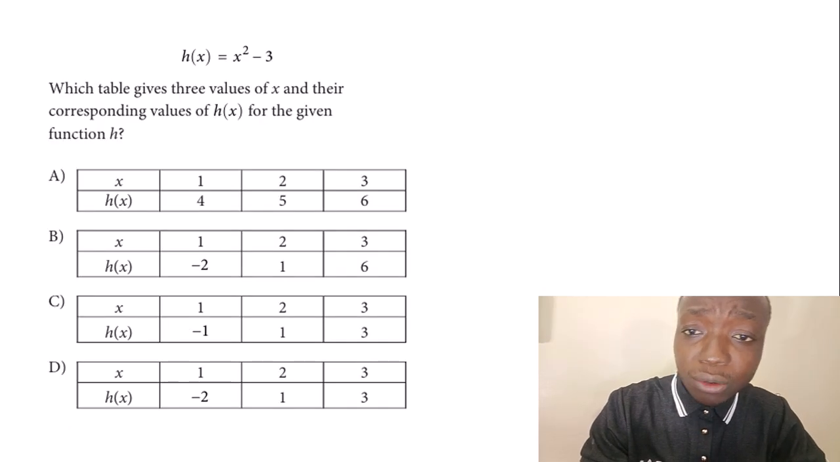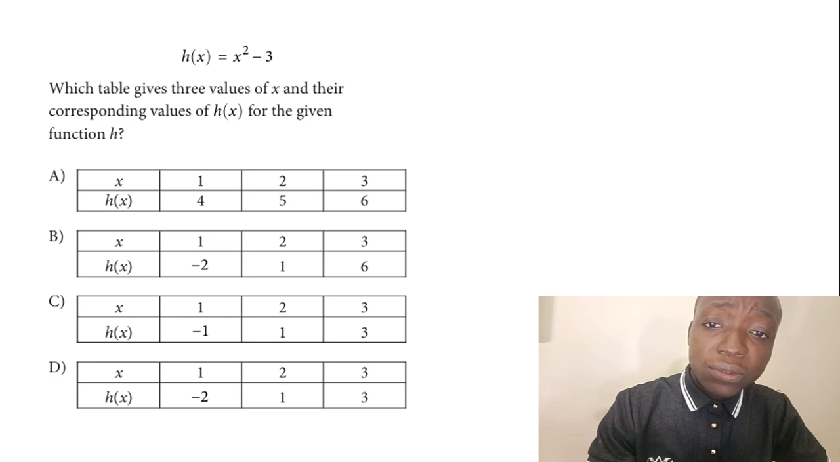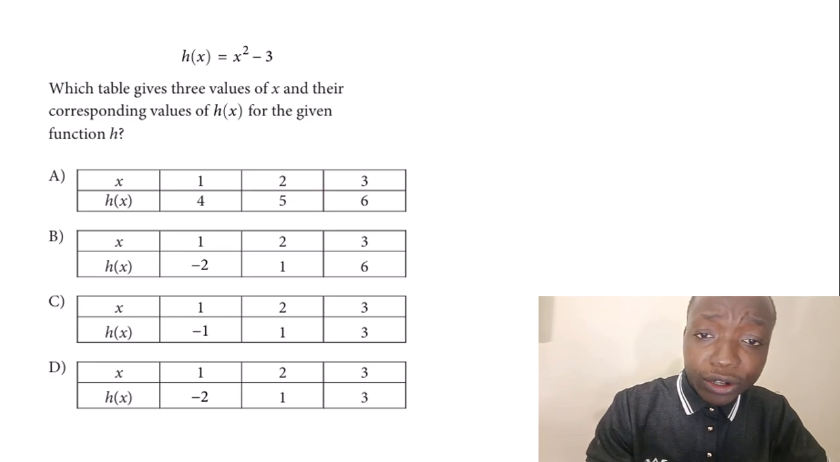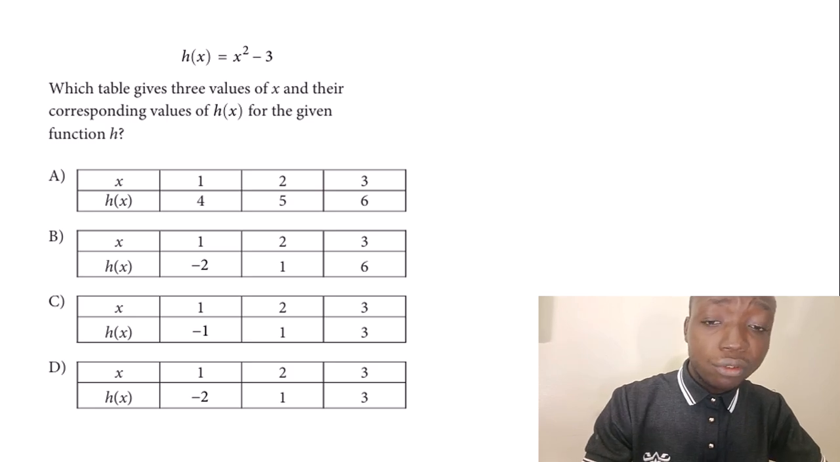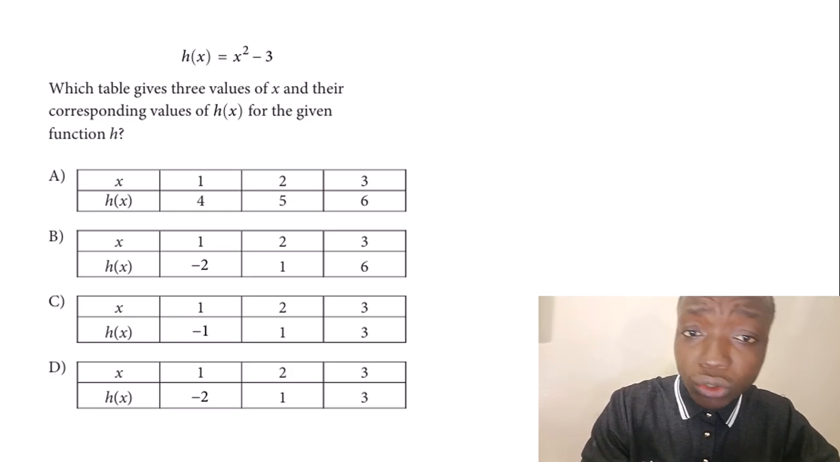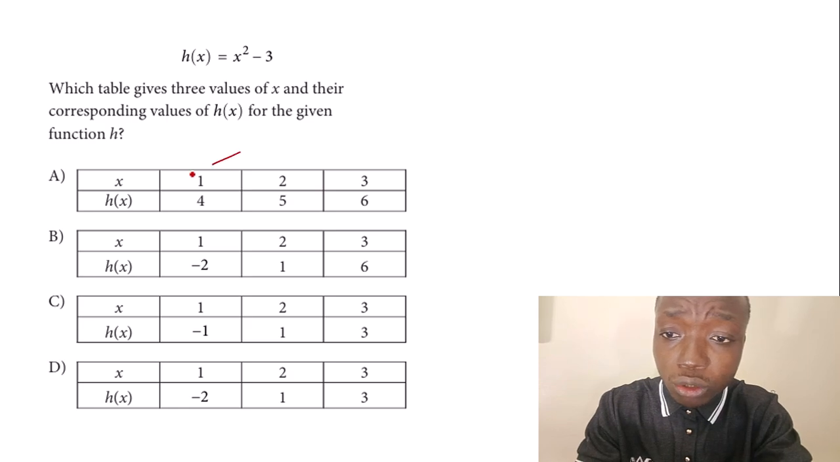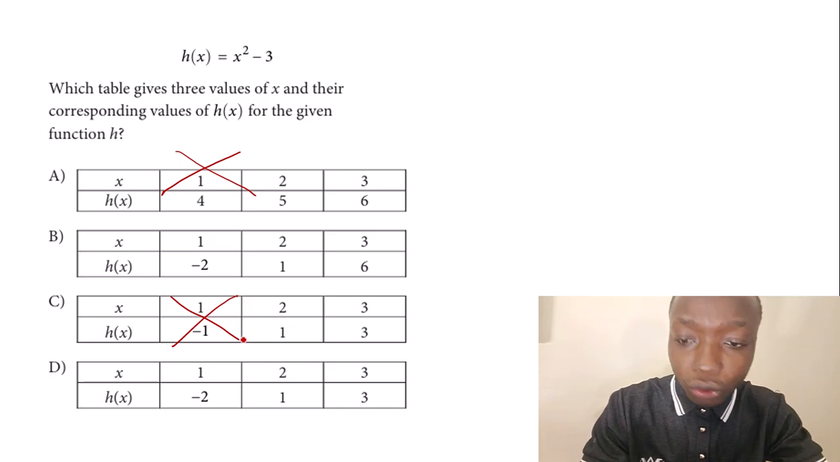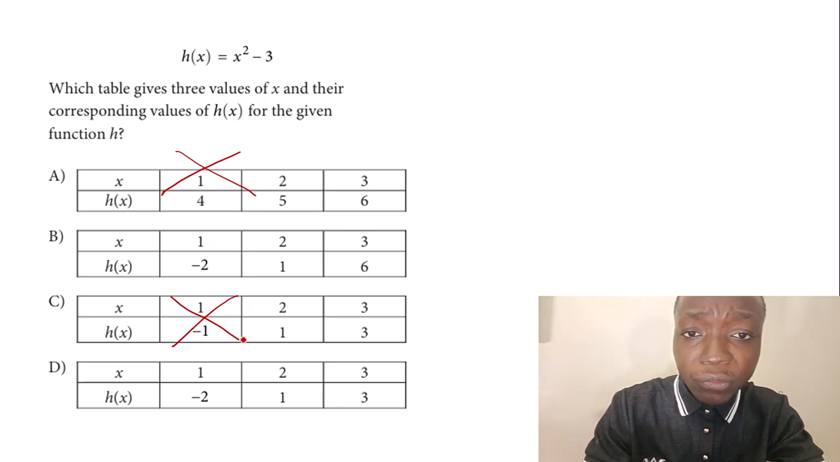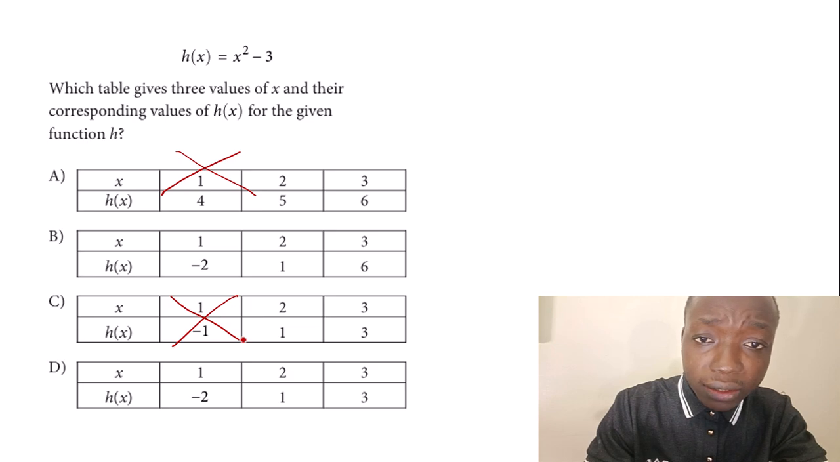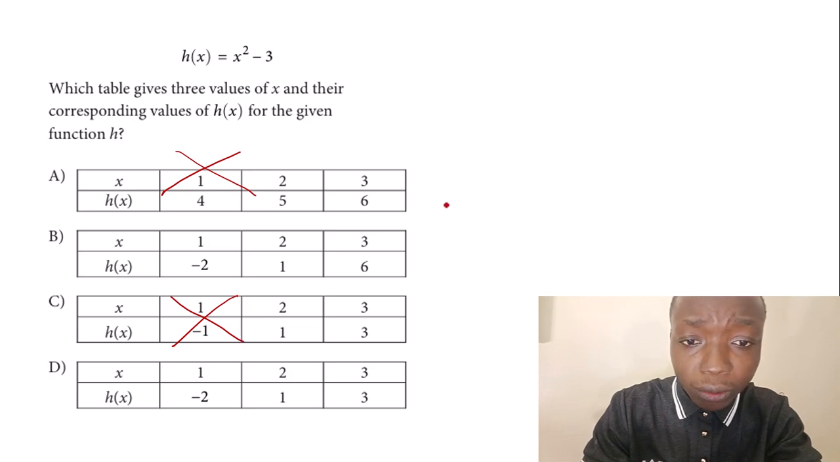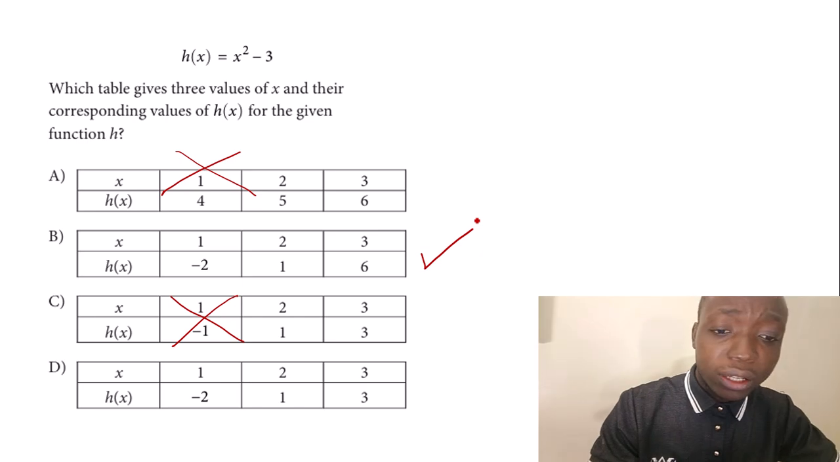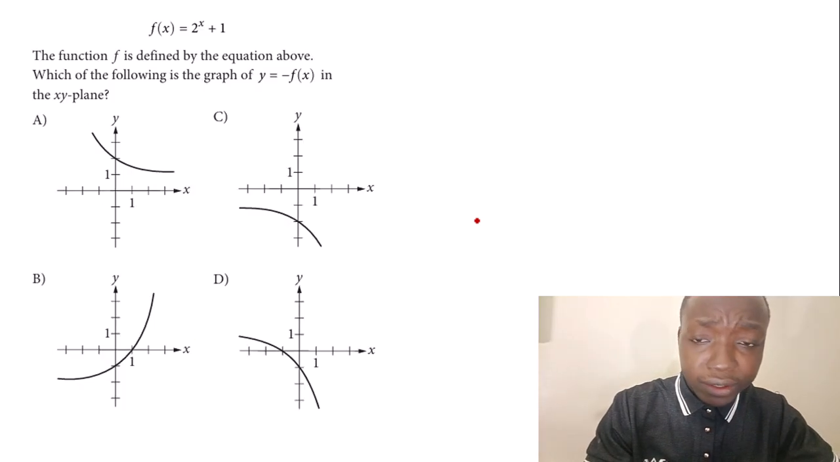Now, our next question, which table gives three values of x and their corresponding values of h of x for the given function? So basically, you're substituting into the functions to get the correct table. So when you substitute 1, you get negative 2. So option A is out and option C is out. When you substitute 2, you should get 1. Both option B and D qualify for that. When you substitute 3, you should get 6. So only option B qualifies for that. So option B is the correct answer.